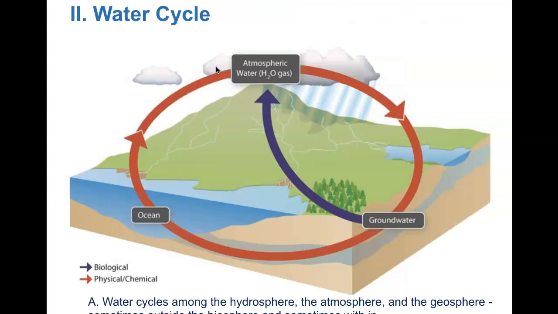The water cycle. Every time you see rain or snow, or watch a river flow, you are witnessing part of the water cycle. Water cycles among the hydrosphere, the atmosphere, and the geosphere, sometimes outside the biosphere and sometimes within it. Some water enters the atmosphere as water vapor through evaporation from the ocean or other parts of the hydrosphere. Water can also enter the atmosphere from the biosphere by evaporating from leaves of plants in a process called transpiration.